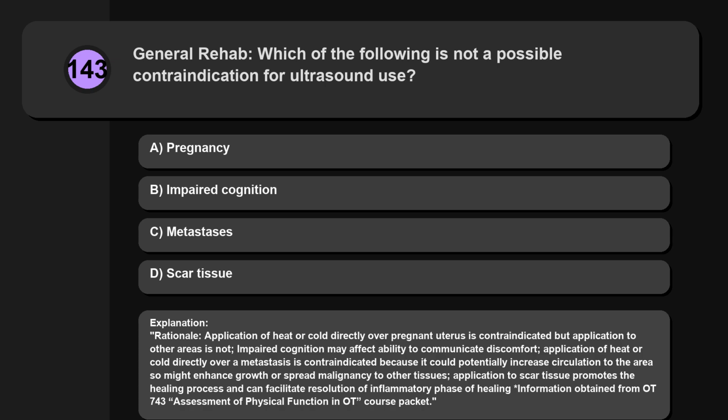Rationale. Application of heat or cold directly over pregnant uterus is contraindicated, but application to other areas is not. Impaired cognition may affect ability to communicate discomfort. Application of heat or cold directly over a metastasis is contraindicated because it could potentially increase circulation to the area, so might enhance growth or spread malignancy to other tissues. Application to scar tissue promotes the healing process and can facilitate resolution of inflammatory phase of healing. Information obtained from OT 743 Assessment of Physical Function and OT Course Packet.